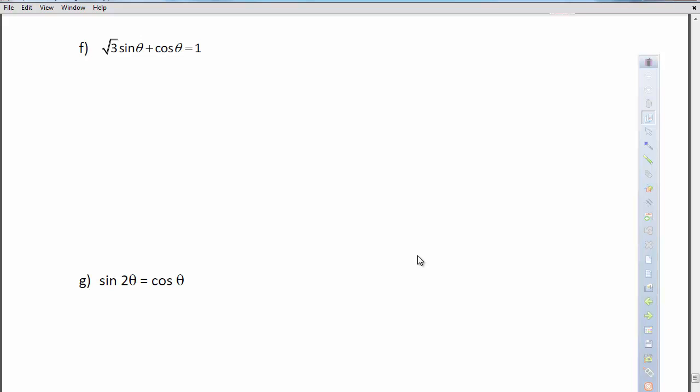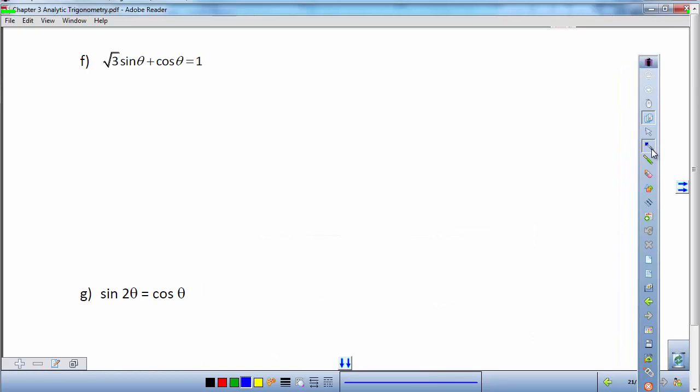So here's what I'm going to try. I'm going to bring cosine to the other side. So we get root 3 sine theta equals 1 minus cosine theta. And then I'm going to square both sides. Okay, why might I do that? Okay, we will get rid of the square root of 3, and then we'll have sine squared, which I can convert to cosine squared. Just make sure when you square both sides, we do it correctly.